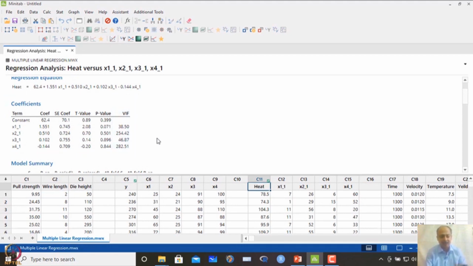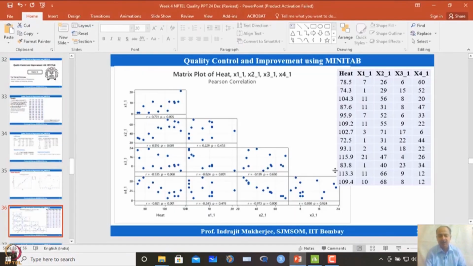So, variation inflation factor indicates whether there is a situation of multicollinearity in the data set. So, what is multicollinearity? We will try to explain.